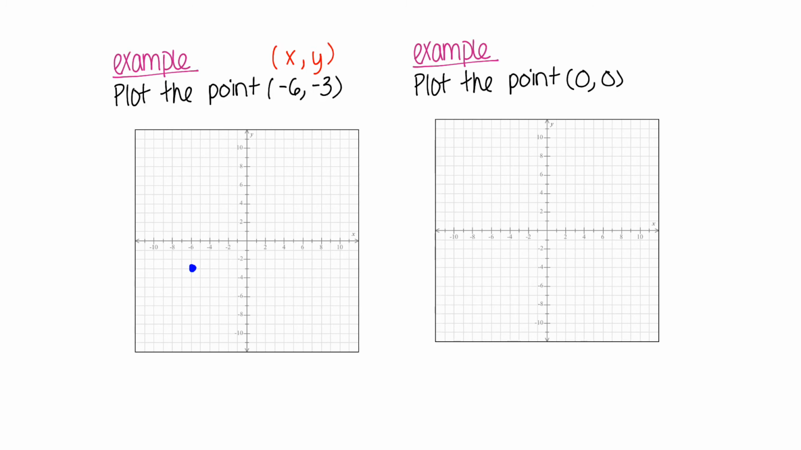This last one's kind of a nice trick one. The x and the y coordinates are both 0. So starting at the origin, which is right here, go nowhere to the left or right, so we stay where we are, and go nowhere up or down, so we stay where we are. This point right here, that's the point 0, 0. So we also call that the origin.